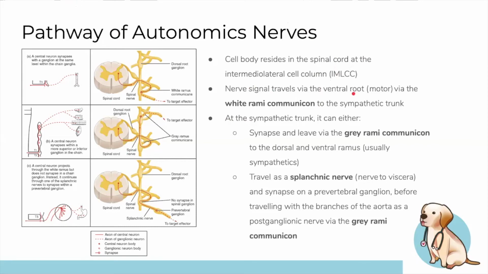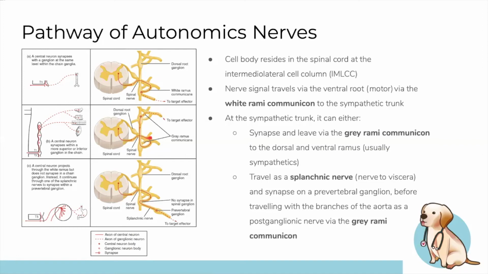So basically, in terms of how this works, you've got a cell body that's going to be located in the spinal cord. We call this the IMLCC, the intermediolateral cell column. Basically, that's going to go out via the white rami communicans to the sympathetic trunk. The sympathetic trunk is just your elevator that will take this particular nerve wherever it wants to go. So it's going to go up and down until it decides that it wants to get off that particular elevator level. And then what happens is it's going to synapse there and basically go out.